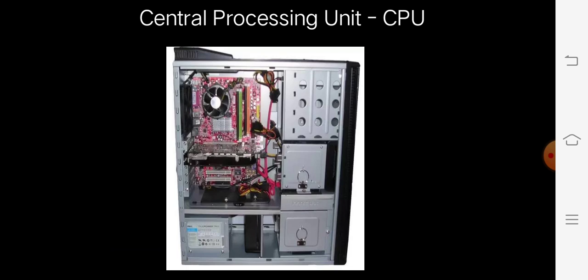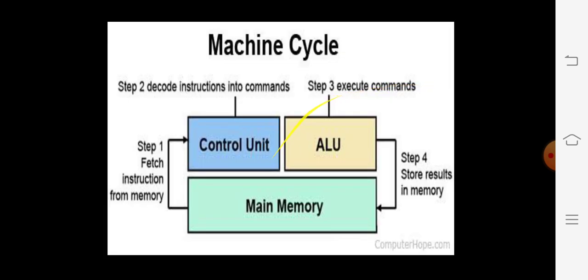What do you mean by central processing unit? I have given the picture of the open CPU. Here, first we need to discuss what a machine cycle is. It is nothing but how the processing happens inside a CPU. The first step is to fetch the instruction from memory. Actually, we are storing the data in the secondary memory like local disk, hard disk. Then it is transferred to the main memory for processing. That is the first step.